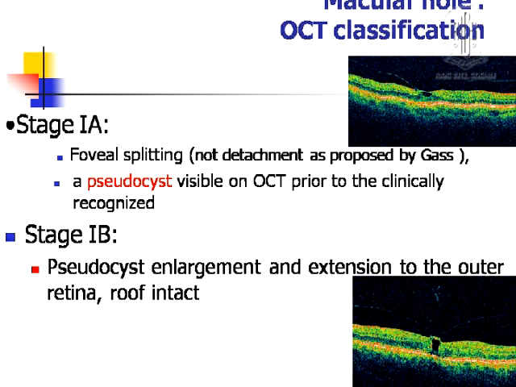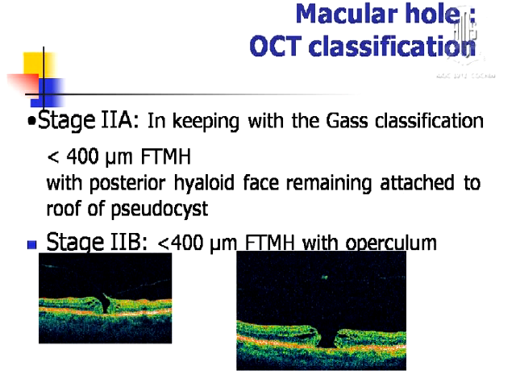As for the staging of macular hole on OCT, stage 1A is where there is a foveal splitting and not detachment, as Gass had hypothesized. We had those yellow dot sign or yellow ring sign. This is a pseudocyst which is visible on OCT. Stage 1B is where the pseudocyst enlarges with extension to the outer retina, but the roof is intact. So this is stage 1B.